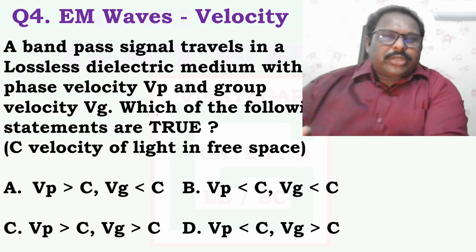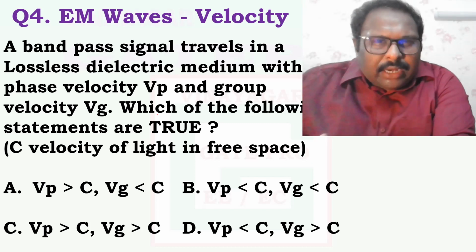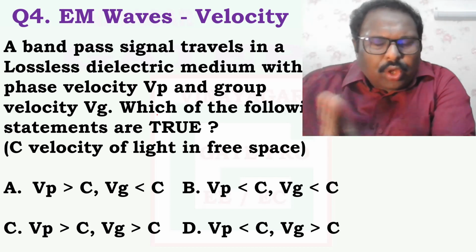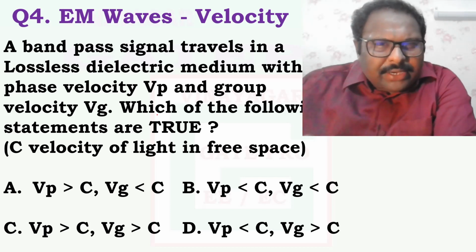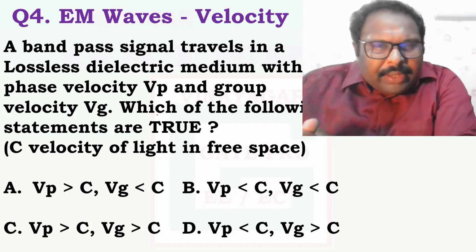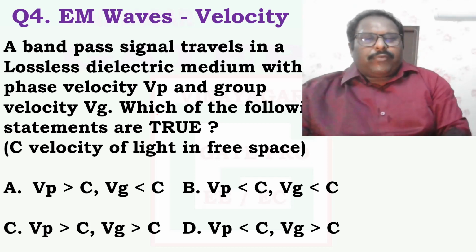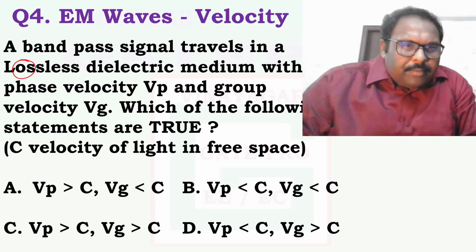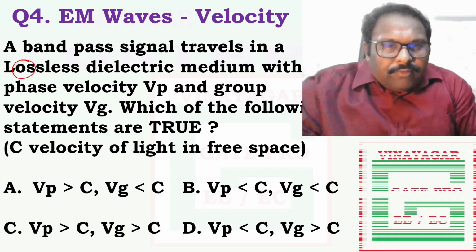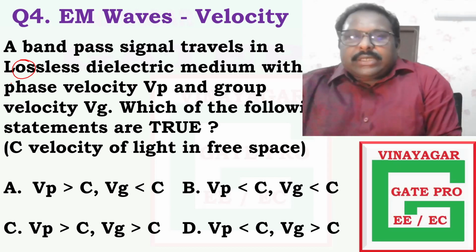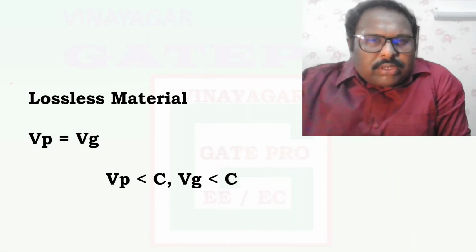Now, fourth question, bandpass signal. This is something from free space EM waves and dielectric, lossless EM waves. Don't think that this is from waveguides. A bandpass signal travels in a lossless dielectric medium with phase velocities and group velocities. The first thing is lossless. Whenever it is lossless, phase velocity is always equal to group velocity, because in lossless conditions, phase velocity and the derivative are the same.